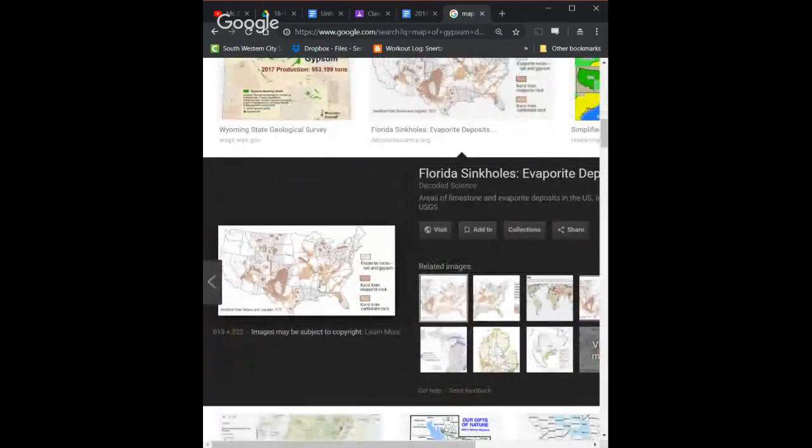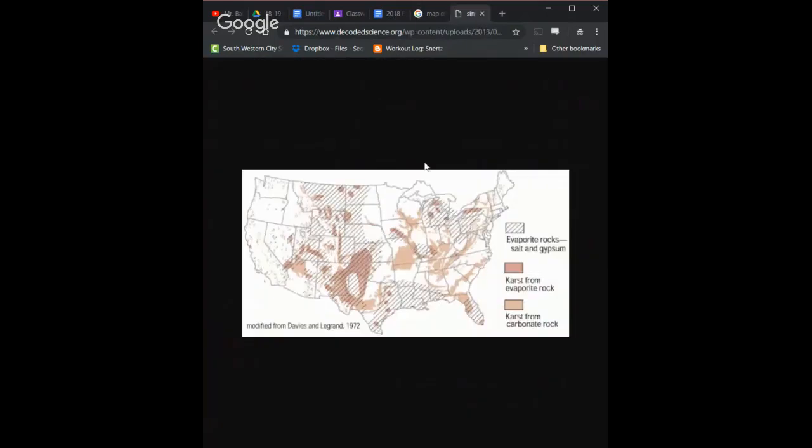Okay, so we can blow this up. Okay, and that's going to tell you evaporite rock, salt, gypsum. So these dashed lines. Caitlin, this will help you.